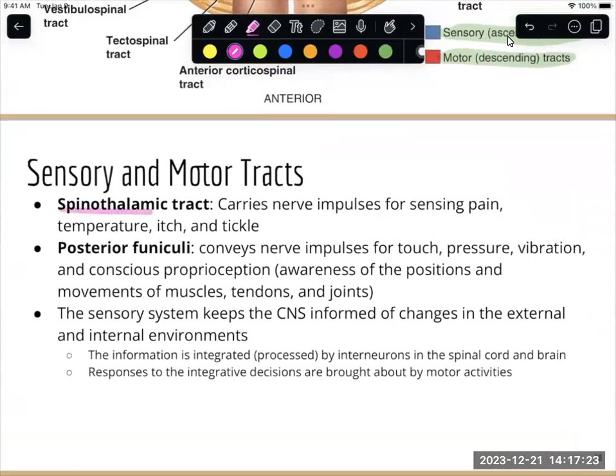Like the spinothalamic tract. This is what allows you to feel pain. This tract carries temperature, itch, and tickle. The posterior funiculi is going to carry touch, vibration, pressure, and that conscious proprioception. So you consciously knowing where your joints are in space.